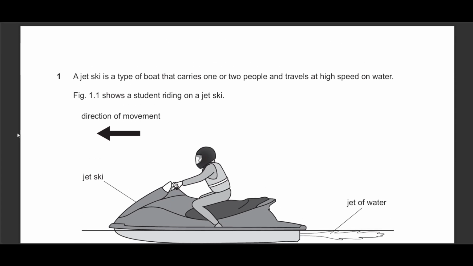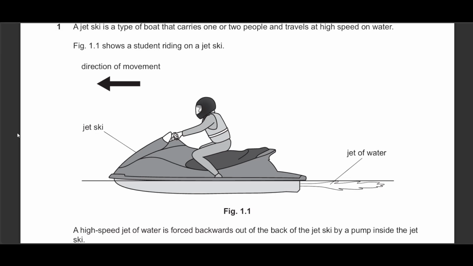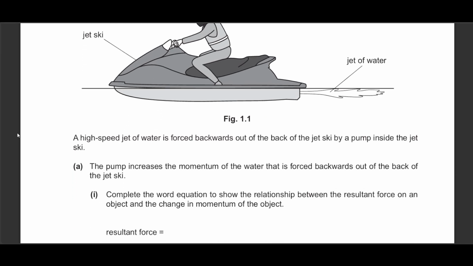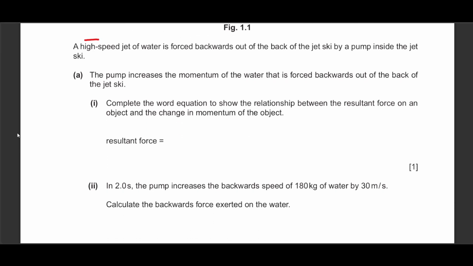Let's resume. So we have October-November 2024, paper 2-2, and this is physics syllabus code 5054. This is O levels. Okay, a jet ski is a type of boat. Okay, fine. Let's quickly go through that. So he says it's traveling fast, a high-speed jet of water out of the back of the jet ski.